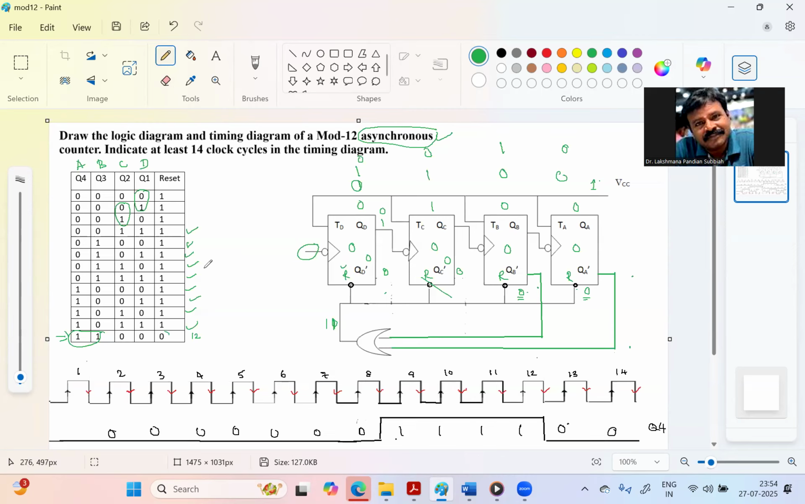Now we have the reset. The reset is going to be made 1, 0. The 0 makes all of them reset. So after 12 it will reach the reset. At the time of 12 it will reach it.